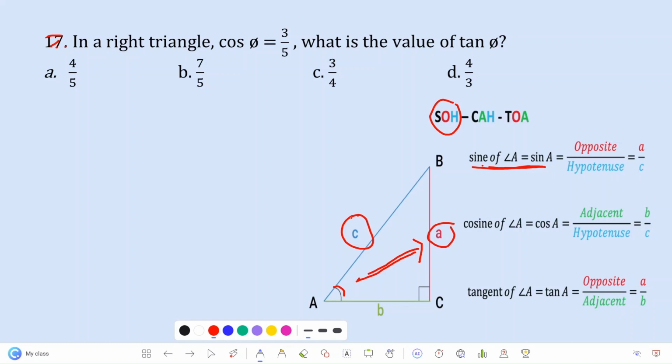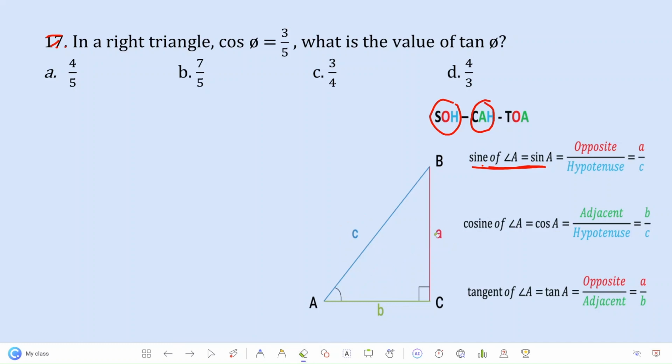Ngayon, ang CAH naman, punta tayo sa CAH. Ang CAH is cosine. Cosine of A. So, cosine of A ulit tayo. Ang cosine of A is equal to adjacent. So, ito yung angle natin. Ito yung angle. Ang adjacent niya is letter B. And then over the hypotenuse, which is again C, because this is the longest side. So, the cosine of A is equal to adjacent over hypotenuse, or B over C. And lastly, meron tayo ditong TOA. Ang TOA natin is the mnemonic for tangent.